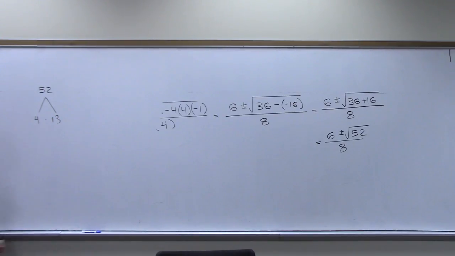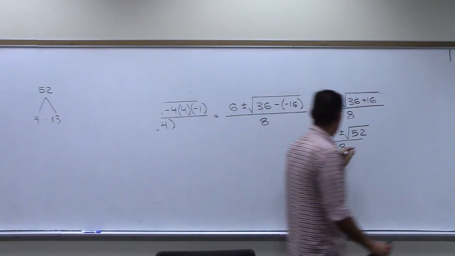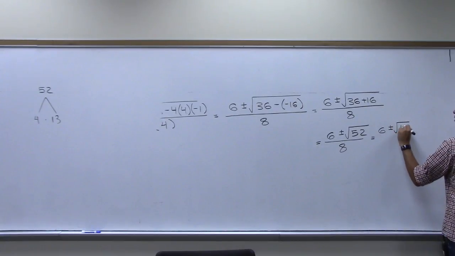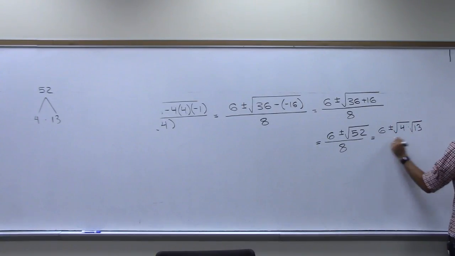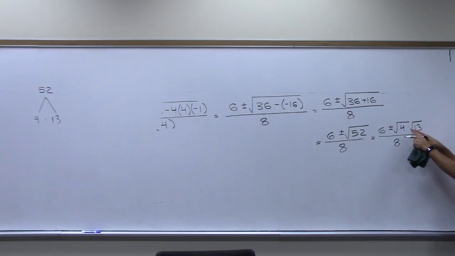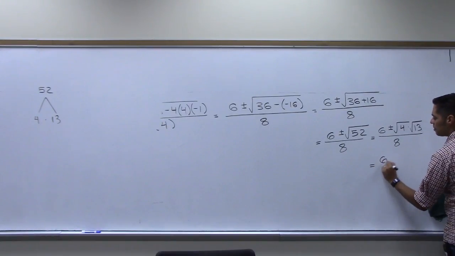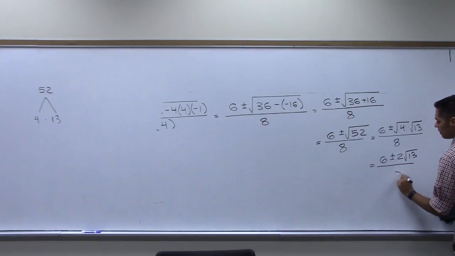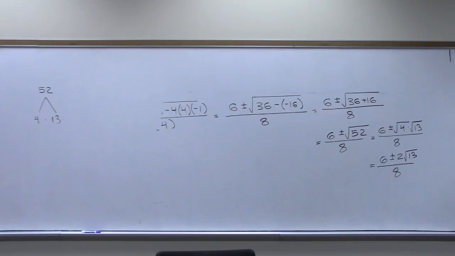No. So I could rewrite this as 6 plus or minus square root of 4 times square root of 13. So I use that property from last class that if I have a root of a number, if I split the number, I can split it in 2 roots. Square root of 4 is 2. So this just becomes 6 plus or minus 2 times the square root of 13 all over 8. There's one more thing I can do. It relates to the question that was asked at the beginning of class here.